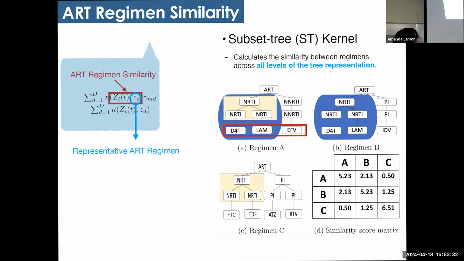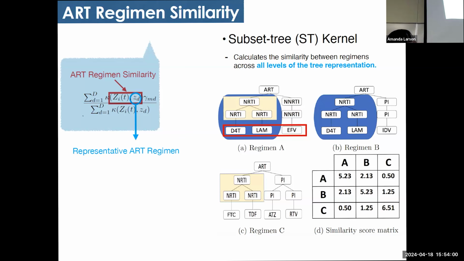And for A and C, they don't share any individual drugs. However, you see this yellow part. The drug regimens all have 2 NRTI drugs, so they should have some similarity. This tree kernel method can calculate the similarity of the yellow part. So here is the similarity matrix we calculated. We can see A and B have higher similarity compared to A and C, and also B and C.